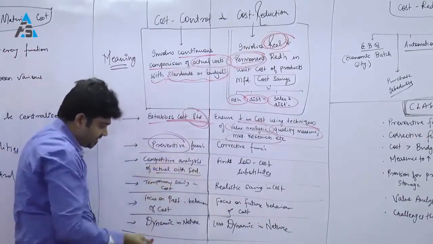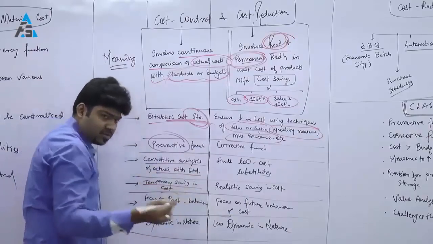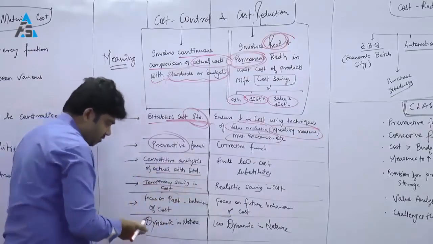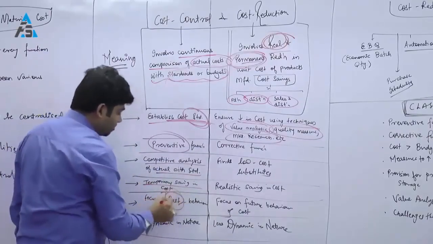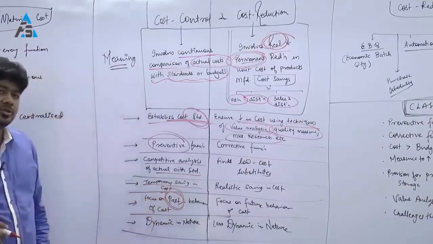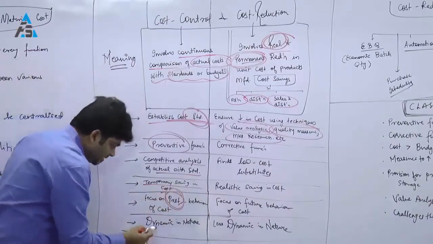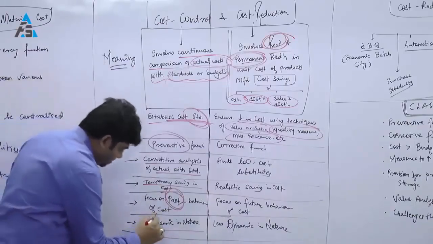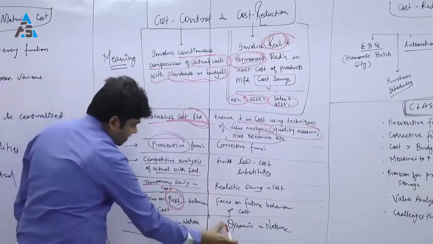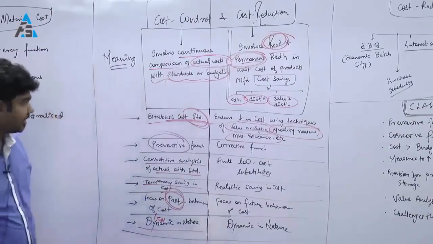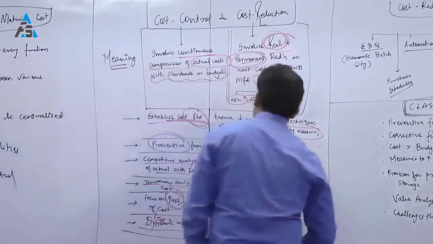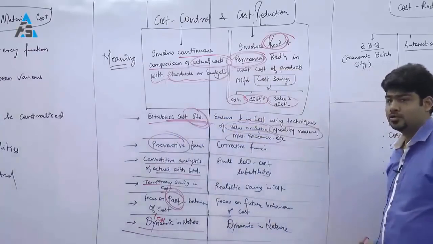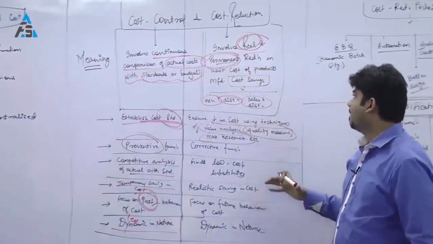It's a preventive function, as I said. There is just a temporary saving in cost because it's just a control measure which we are taking. Here the focus is on past behavior. Why? Because budget is also a past behavior analysis, and this is less dynamic in nature, that is more dynamic in nature. Correct.